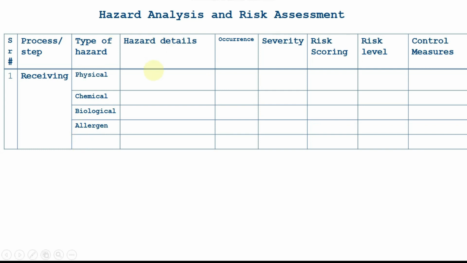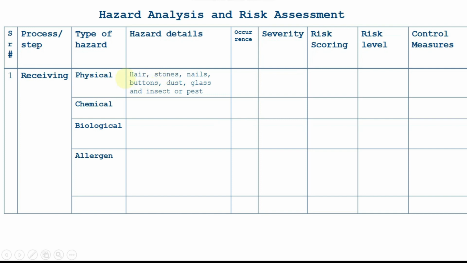In front of physical hazard, you need to mention what physical hazards can be incorporated in your product at the time of receiving. I have just mentioned some generic physical hazards which may enter your product at the time of receiving. So here: stones, nails, buttons, dust, glass, and insect or pest, meaning any dead insect or pest.